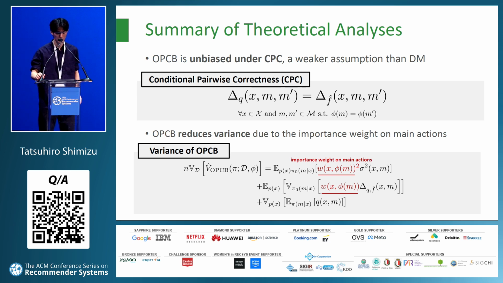In contrast to the bias, we have also derived the variance of the OPCB estimator, and the variance of the OPCB estimator does not rely on the importance weight on the set of the combinations of items, but this weight on the main actions, which is much more compact than the set of the combinations of the actions. So we can reduce the variance of the IPS estimator.